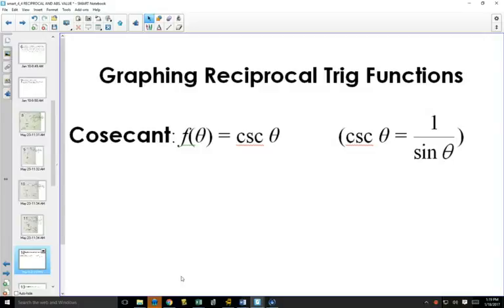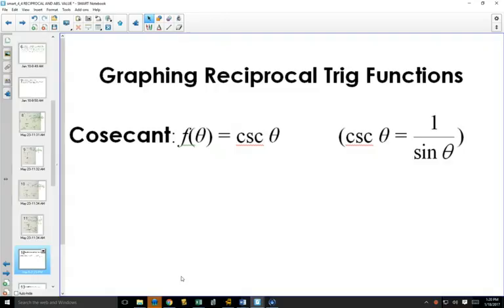So today we are going to learn to graph the reciprocal trig functions: cosecant, secant, cotangent. Now remember that cosecant is just 1 over sine. So if we know how to graph sine and we use what we learned this morning on how to graph reciprocal functions, we will be able to create the graph for cosecant.